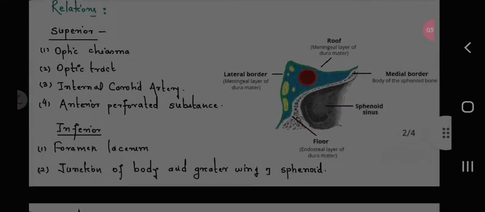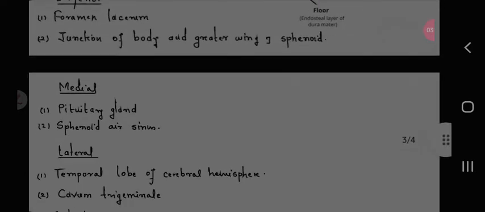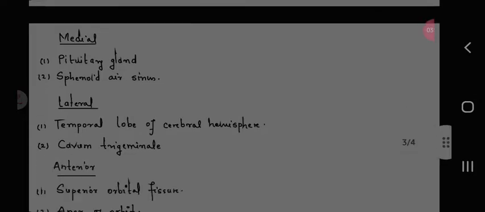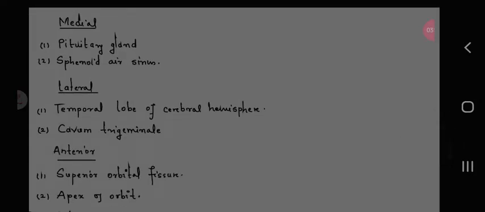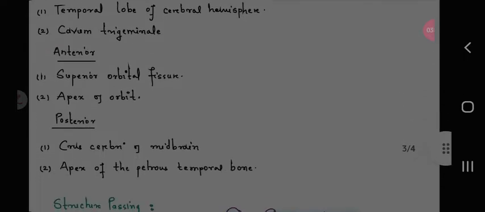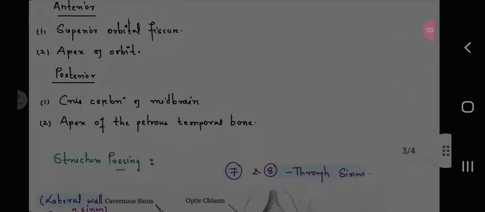Relations: superior, optic chiasm, optic tract, internal carotid artery, anterior perforated substance; inferior, foramen lacerum, junction of body and greater wing of sphenoid. Medial, pituitary gland, sphenoid air sinuses. Lateral, temporal lobe of cerebral hemisphere and cavum trigeminale. Anterior, superior orbital fissure, apex of orbit. Posterior, crus cerebri of midbrain, apex of the petrous temporal bone.